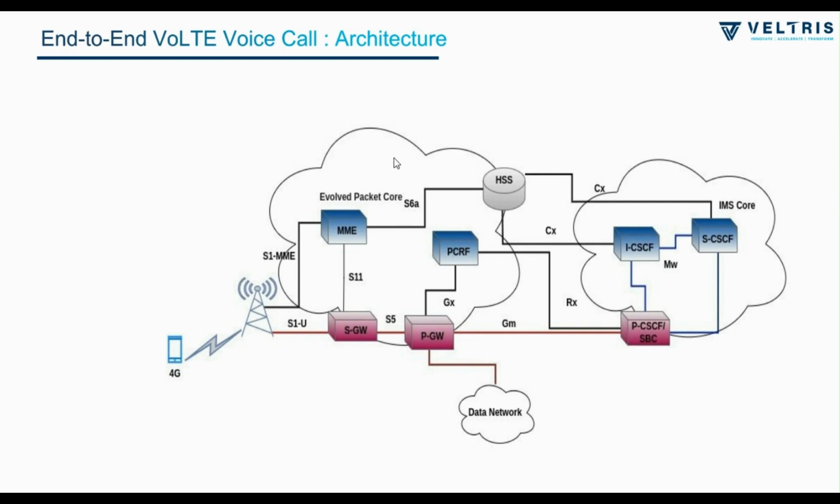Here the most important component is the EPC. It consists of MME, S gateway, P gateway, PCRF and HSS. MME deals with the mobility of the user devices, whereas the HSS holds the subscription data of the users, and S gateway and P gateway deal with the user traffic. While all this is going on, someone has to decide on policy control and charging. That part is done by the PCRF.